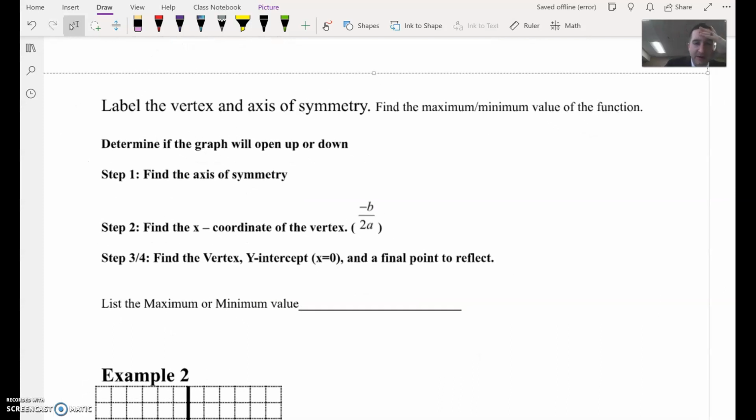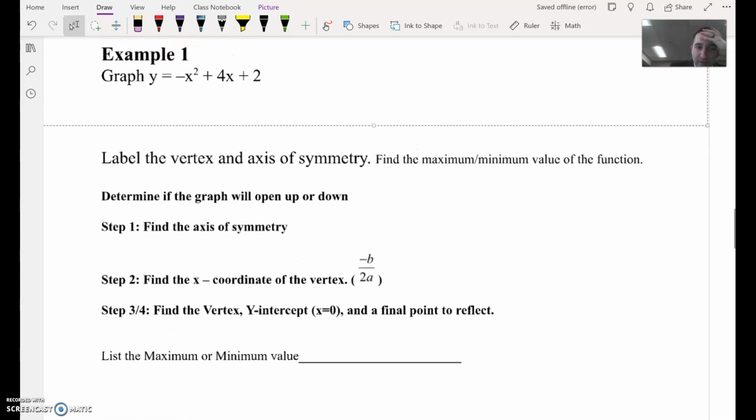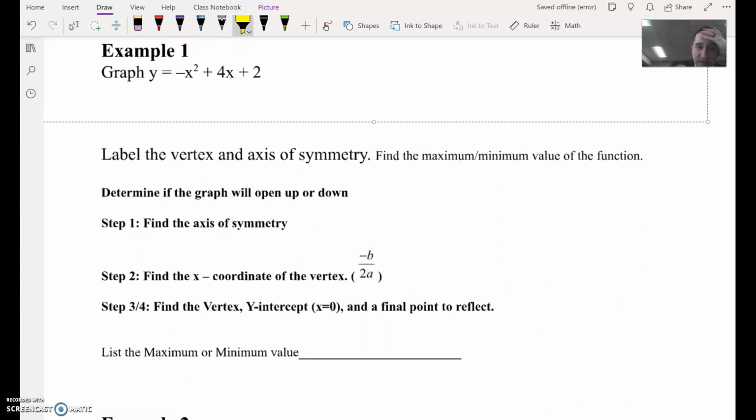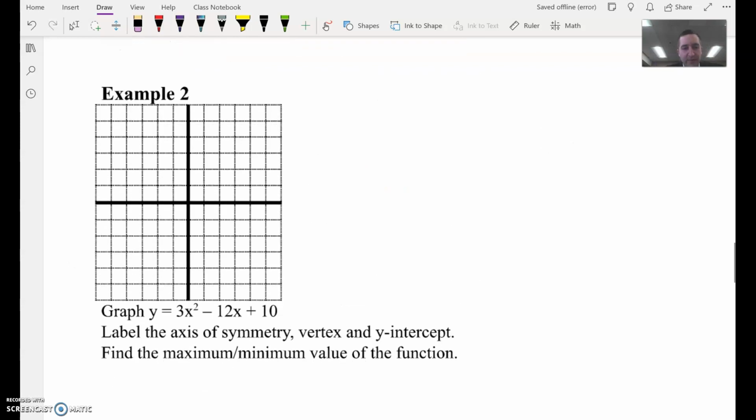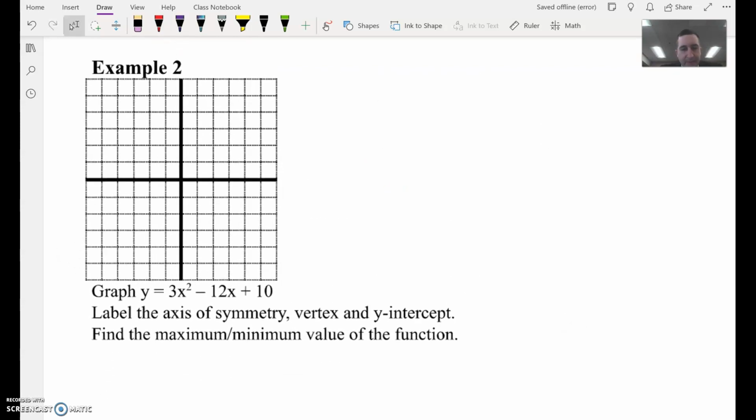Oh, it's just wanting us to practice. Okay? Determine if the graph will open up or down. You just look at this value. It's negative, so it's going to be going down. Find the axis of symmetry. Well, that comes from the vertex. Oh, we already did all these things for this example 1. We need to do example 2. All right, what's our equation? Right here. Y equals 3x squared minus 12x plus 10.